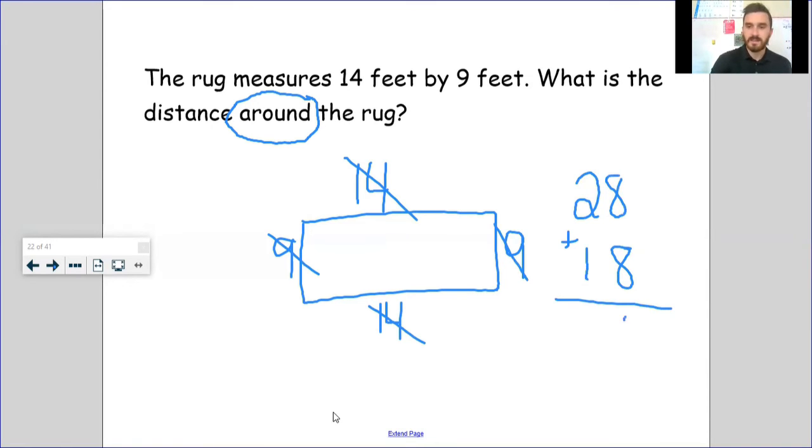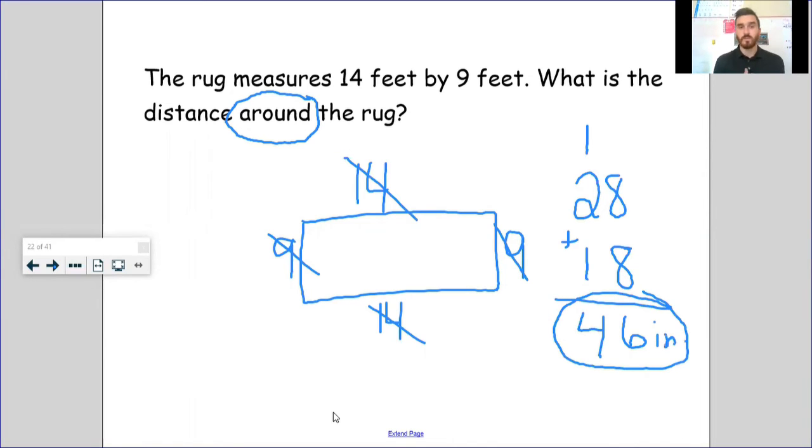8 plus 8 is 16. 6 stays, 1 goes. And then 2 plus 1 plus 1 more would give me 4. That would give me a perimeter of 46 inches. So those are the ones that I actually like more because they provide a little bit more of a challenge. You've got to use those key words to determine what you're looking for, area or perimeter.